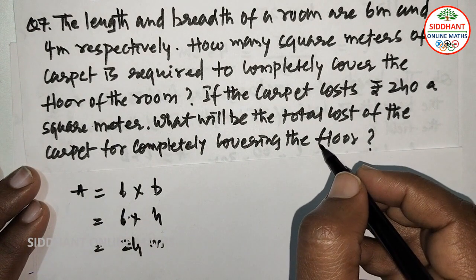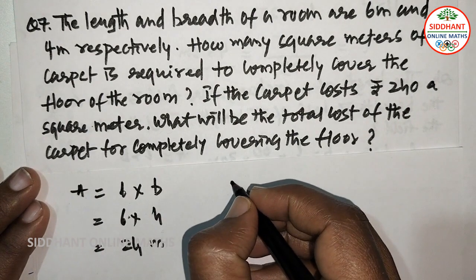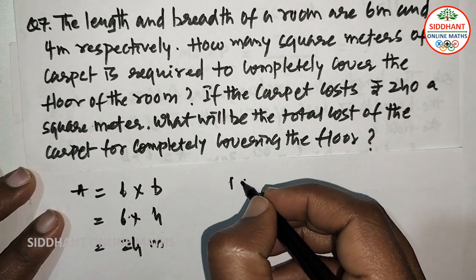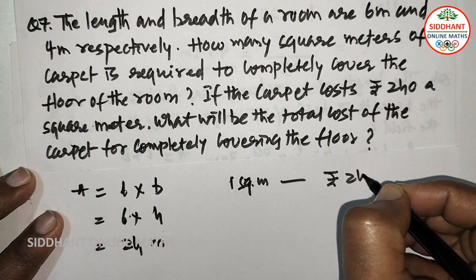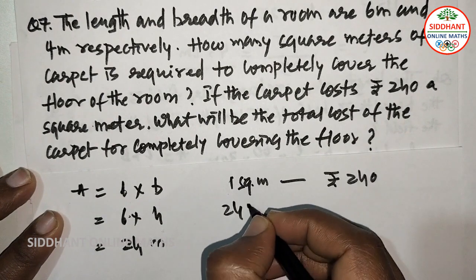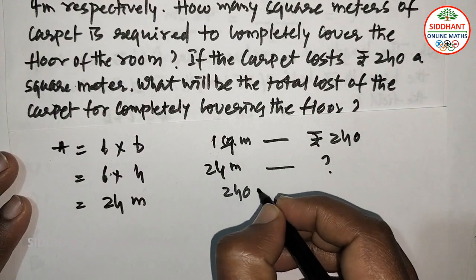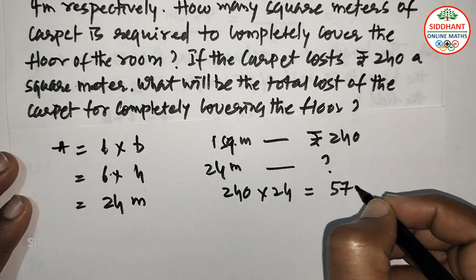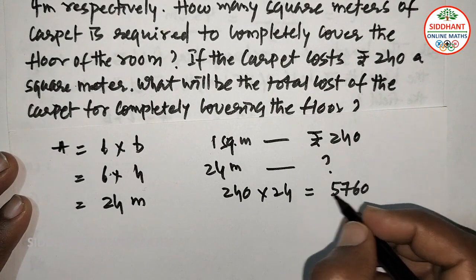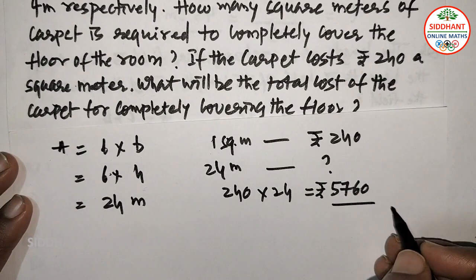Second part of the question, if the carpet costs 240 rupees per square meter, so per square meter 240 rupees, so 1 square meter 240 rupees, then 24 square meters, how much? So here 240 into 24, so we get 5760 rupees. So this many rupees are required to completely cover the floor with carpet.